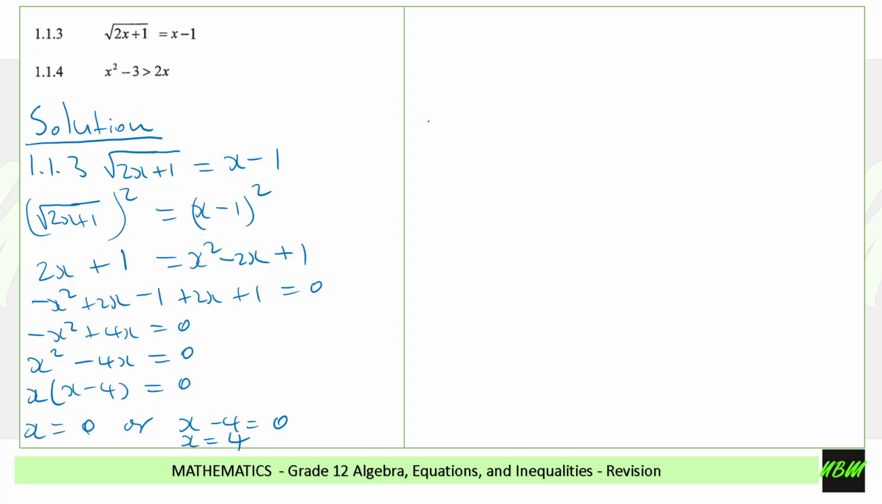Now, with equations with radicals, where we had to square both sides, when you get to the step of solving for x, you need to check your solutions. You need to check your solutions to see if both values of x are solutions. How do you do that?